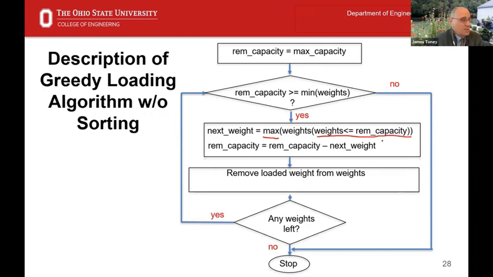Okay. So if you look at that, that says, give me the heaviest weight that's less than or equal to the remaining capacity. Right? So the logical indexing only picks out the ones that are less than or equal to the remaining capacity. And then we take the max of those. And that's the next weight that we load.